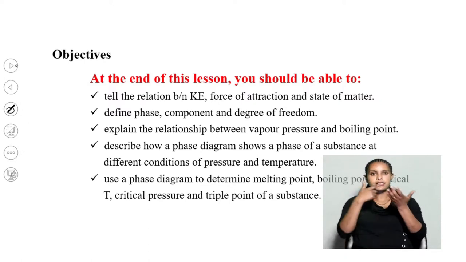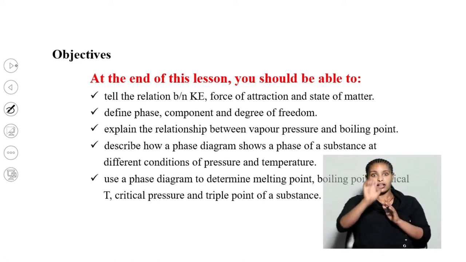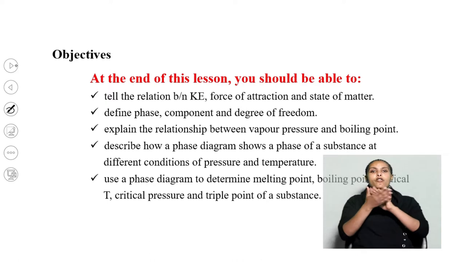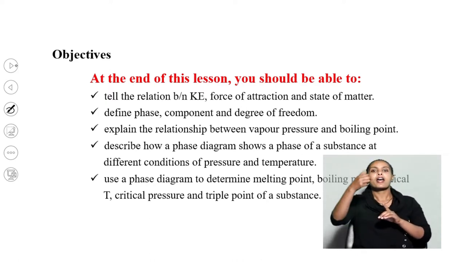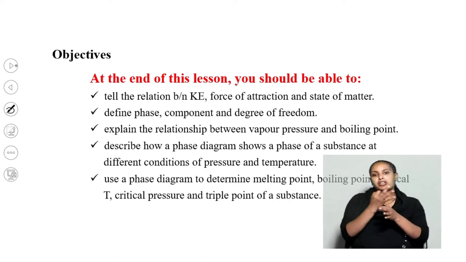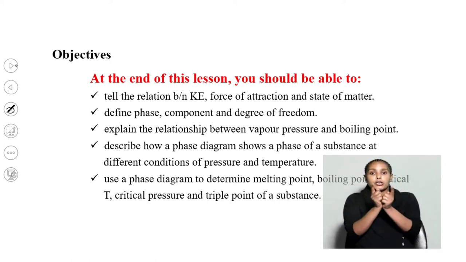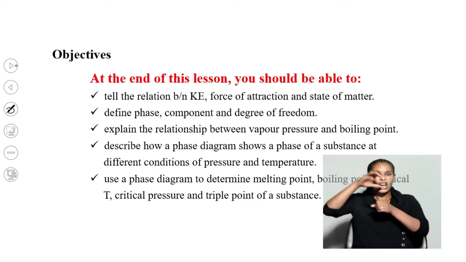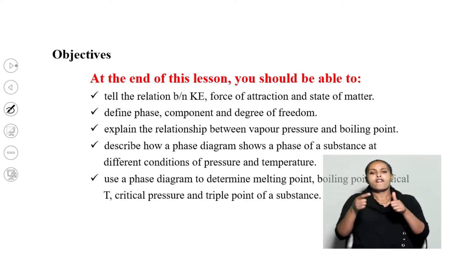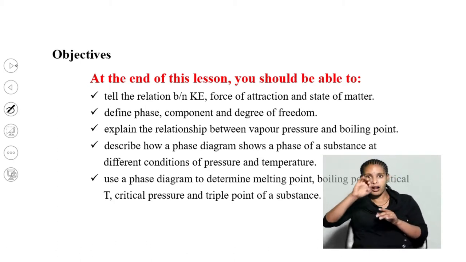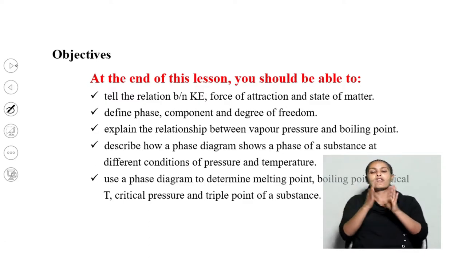At the end of this lesson, you should be able to tell the relation between kinetic energy, force of attraction, and states of matter. Define phase, components, and degree of freedom. Explain the relationship between vapor pressure and boiling point. Describe how a phase diagram shows a phase of a substance at different conditions of pressure and temperature. Use a phase diagram to determine melting point, boiling point, critical temperature, critical pressure, and triple point of a substance.